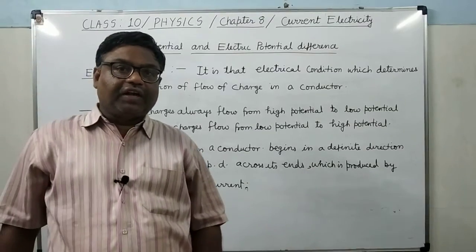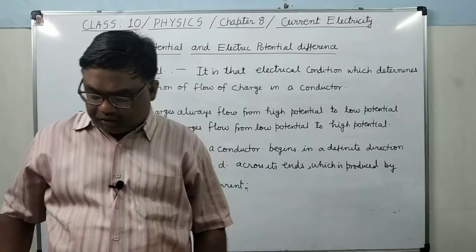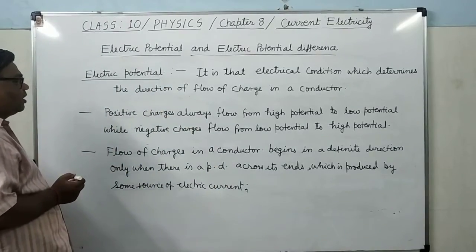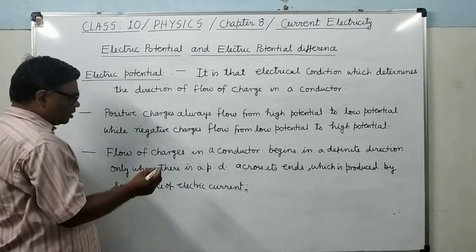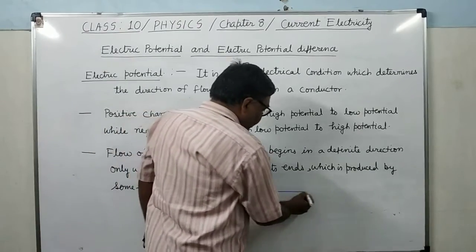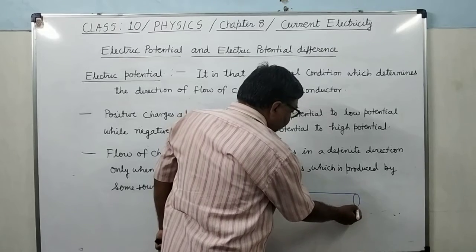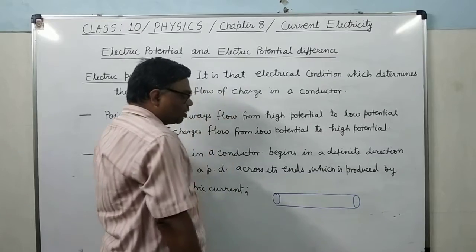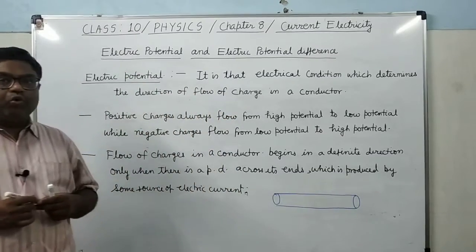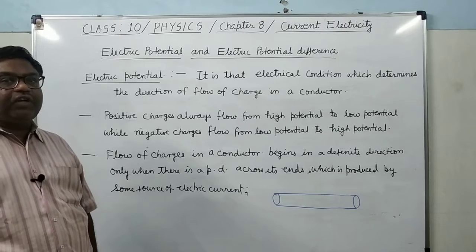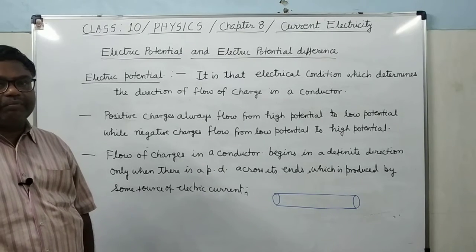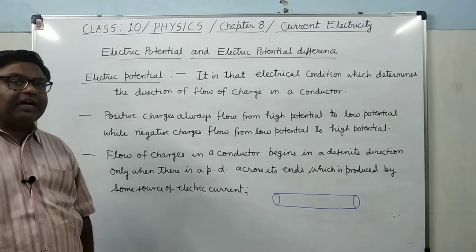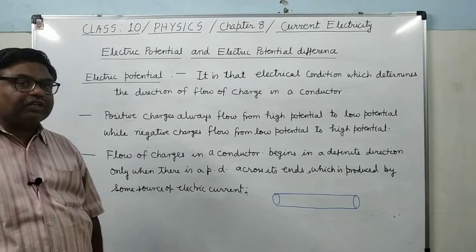What is the meaning of electric potential and electric potential difference? If you see here, I have taken one conductor. As we know, a conductor consists of a large number of free electrons. What are free electrons? Those electrons which have become free from the valence shell of an atom, which have left the atom, and the atom has now become a positively charged ion.